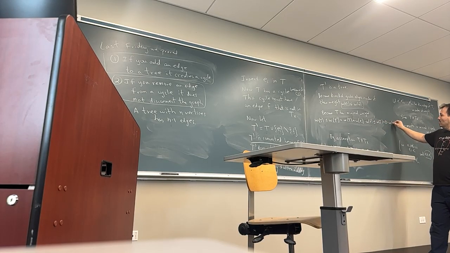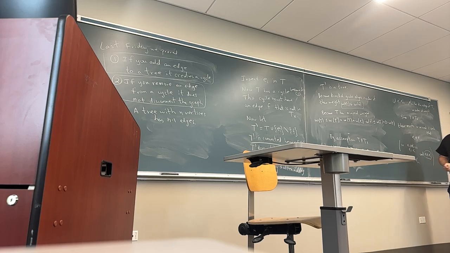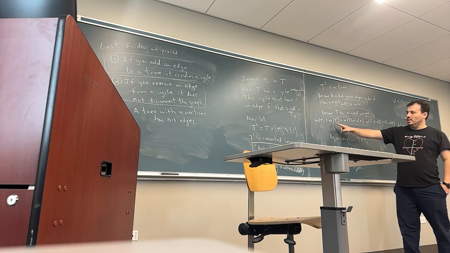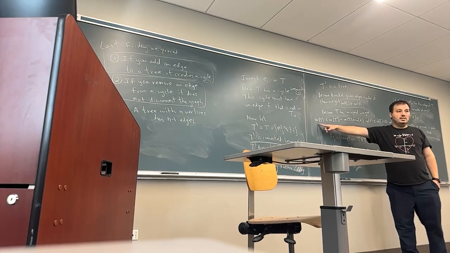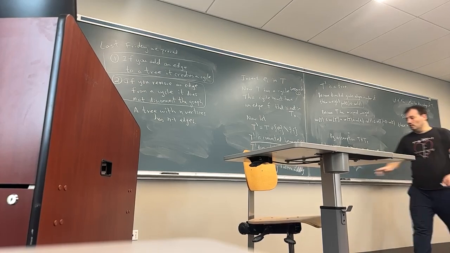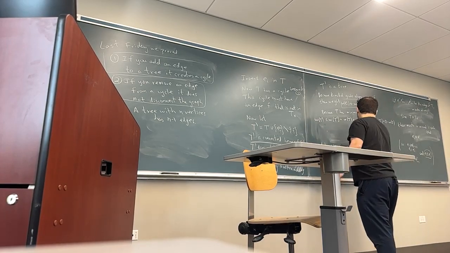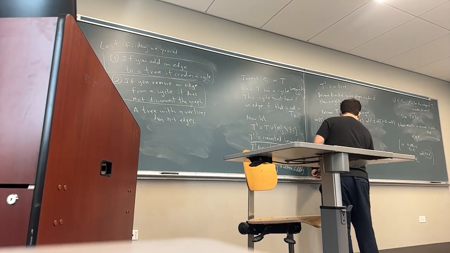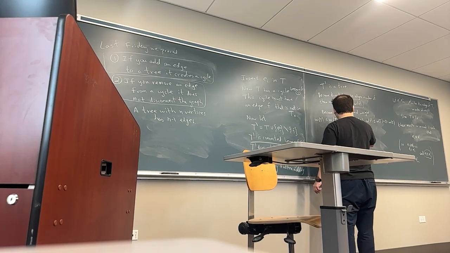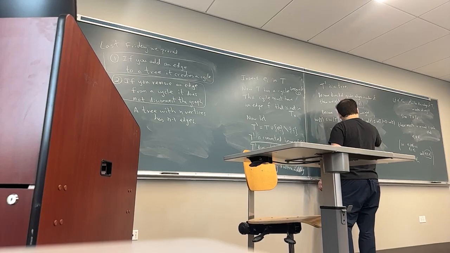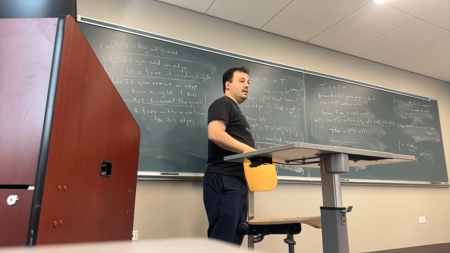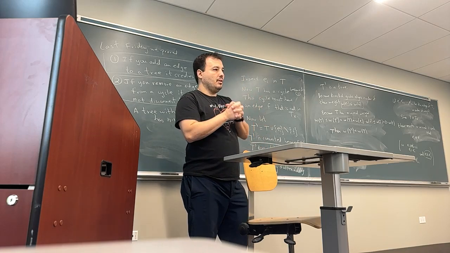So we've shown that the weight of T prime is greater than or equal to the weight of T, but also smaller than or equal to the weight of T. The only way this could happen is if T prime has the same weight as T. Okay?